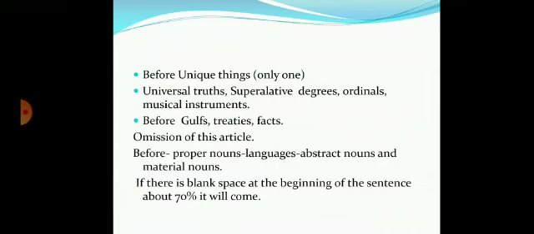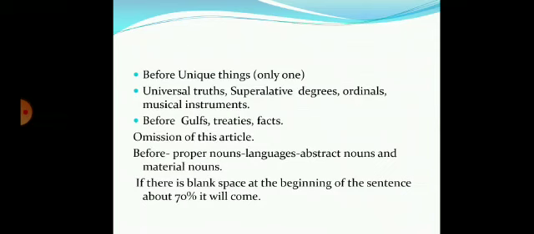Another point is this definite article is used before the names of Gulf countries, the Arabian Gulf, before the names of the treaties. Here, the names of definite and important historical places. The French Treaty, the French Revolution, the Industrial Revolution. Before the names of the facts, it can be used. Next point is this definite article is used before the names of nationals and communities. The Indians, the Americans, the Germans, the British.